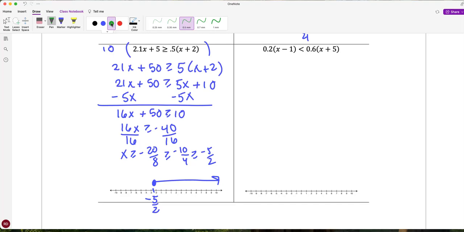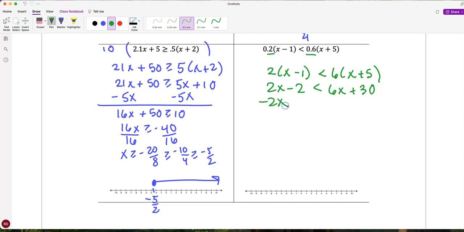Here, very similar, I could just multiply by 10, and you get 2x minus 1 is less than 6x plus 5. 2x minus 2 is less than 6x plus 30.